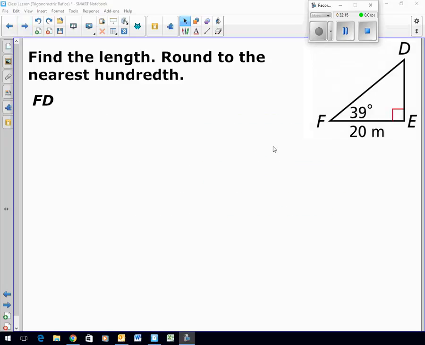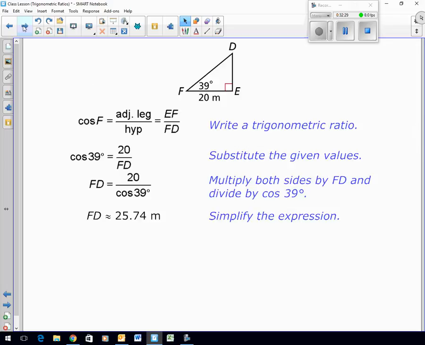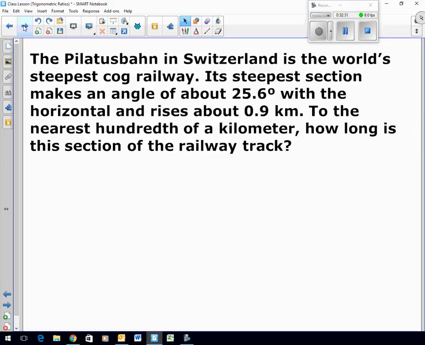Guys, I won't spend too much time on this, but I will tell you this. The first thing you do is identify the hypotenuse. And we'll see how well you guys do from there.